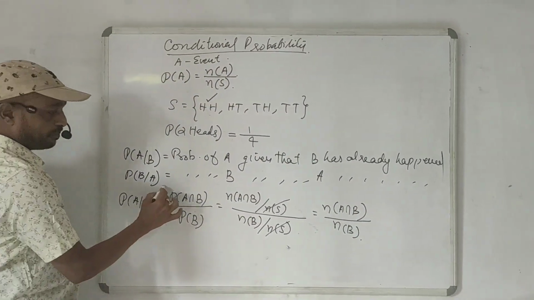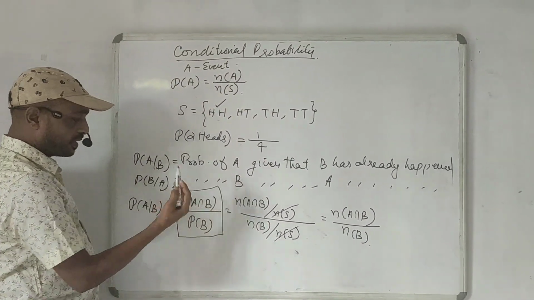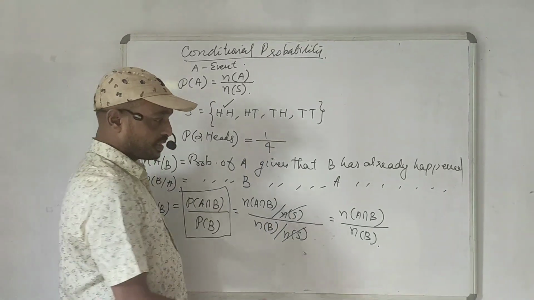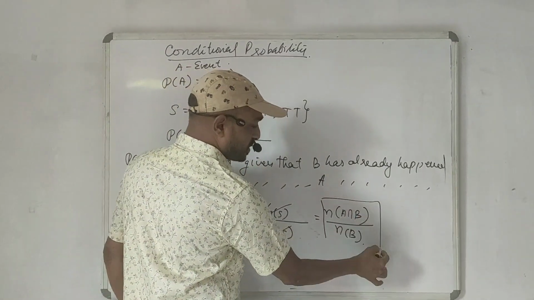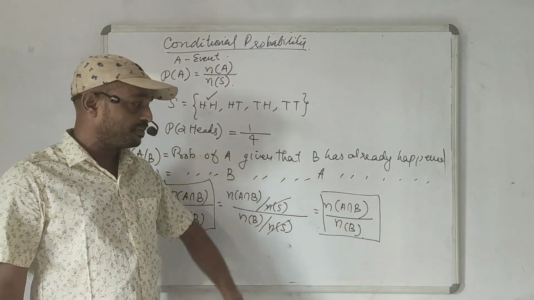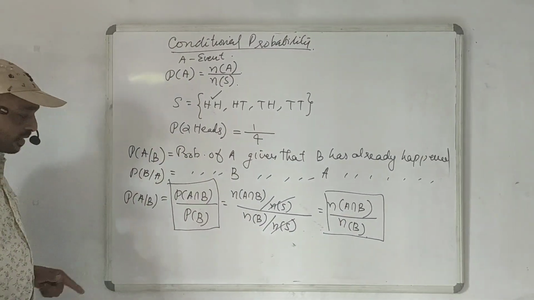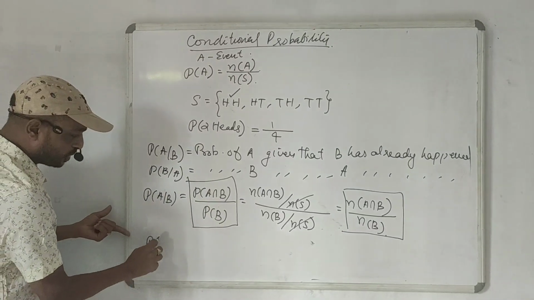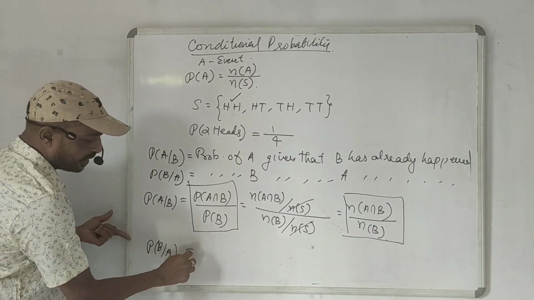So P of A given B is P of A intersection B divided by P of B, or it is number of elements in A intersection B divided by number of elements in B. N of A intersection B divided by N of B. Similarly, we can calculate P of B given A also. So what will be P of B given A?